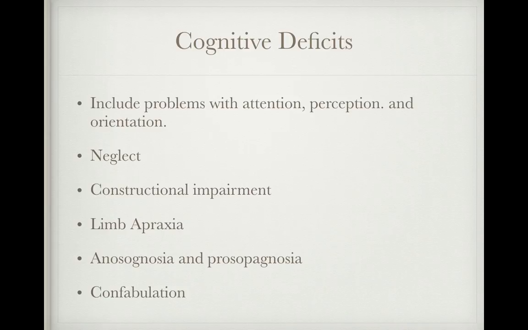Prosopagnosia, on the other hand, is the inability to recognize faces, and they even can have trouble recognizing their own face. This is attributed to a lesion in the right temporal occipital area of the brain.